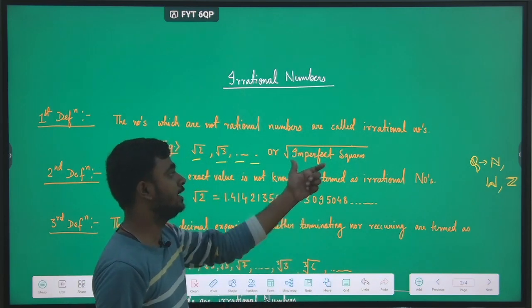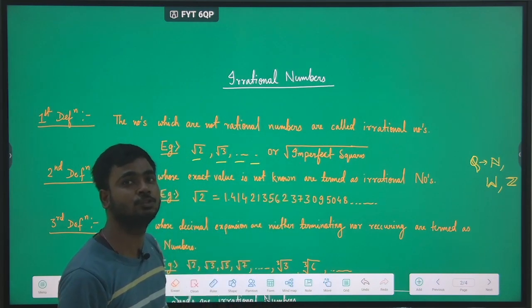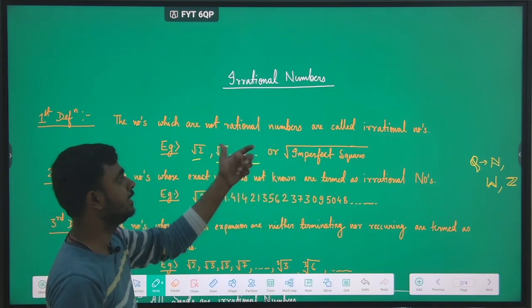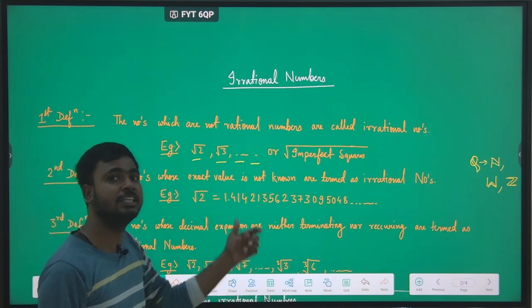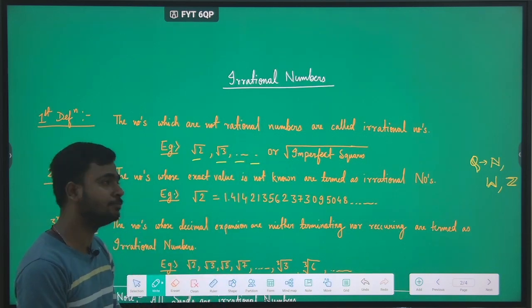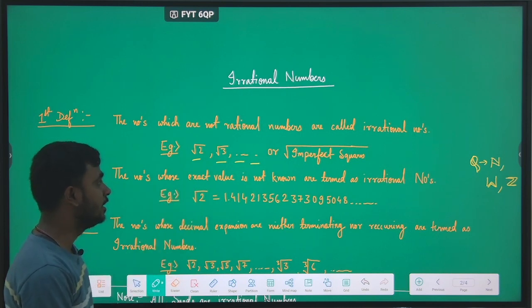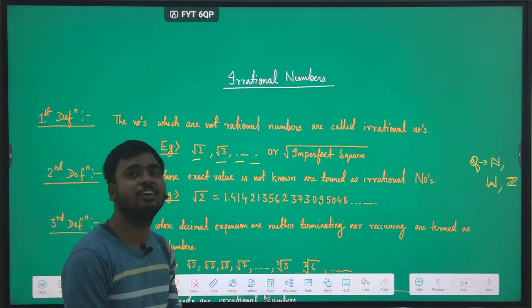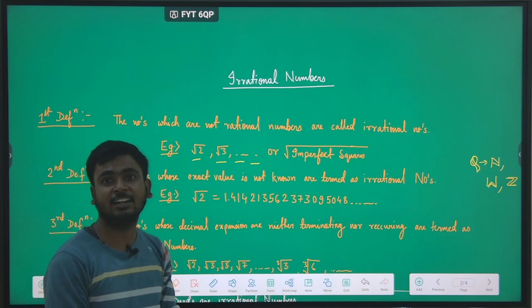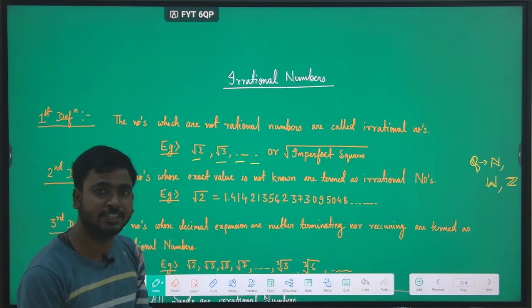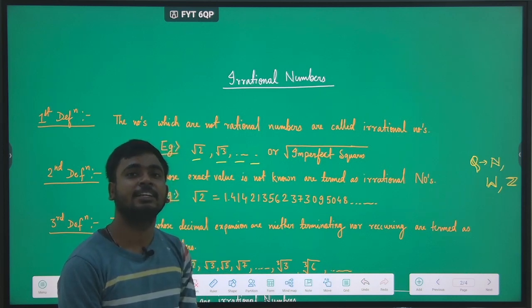What is it? It is the root of imperfect squares. So roots of imperfect squares are always irrational numbers, because they are not rationals. Okay. Similarly, the more precise definition is: if we are not getting the value of a number exactly, if the exact value of a number is not known to us, then we say that number is an irrational number.